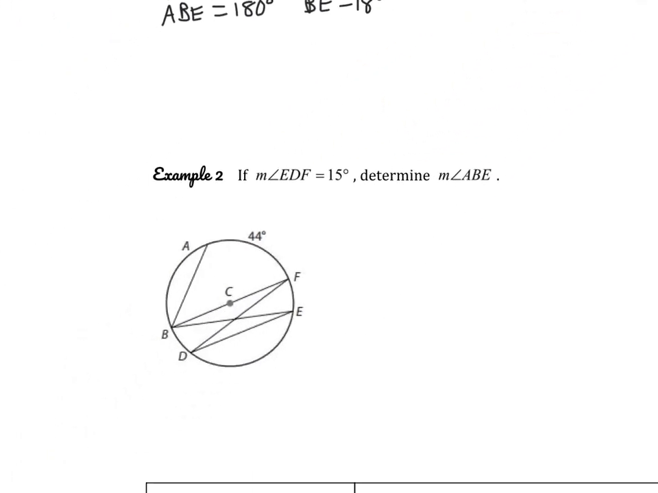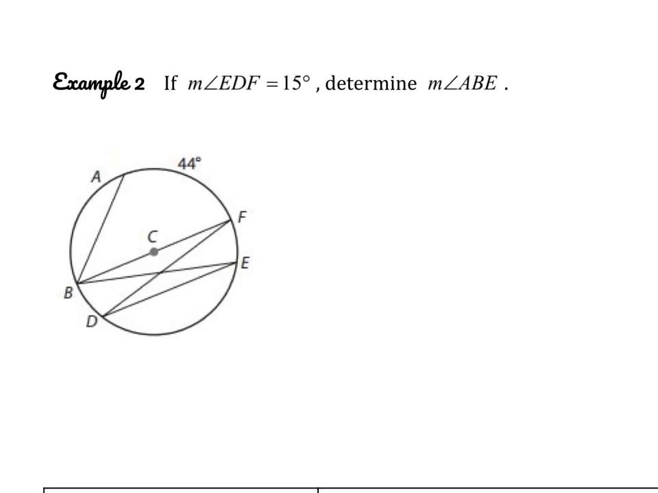Okay, let's look at example 2 together. Here we're given that angle EDF, which is right here, an inscribed angle, is 15 degrees. And they're asking us to find the measure of angle ABE. So here's what we're trying to find.